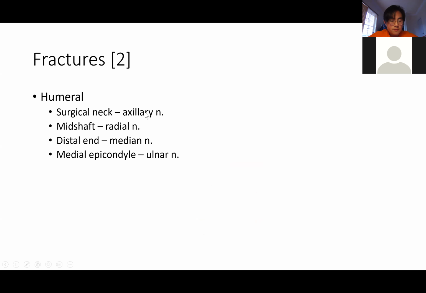Next, we have the fracture of the humerus. Surgical neck, axillary nerve, because it loops around. Mid-shaft is radial nerve. Distal end, so in the cubital fossa, is your median nerve. Then if you injure your medial epicondyle, you get your ulnar nerve, because the ulnar nerve travels under the medial epicondyle.